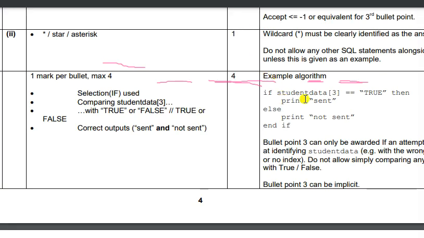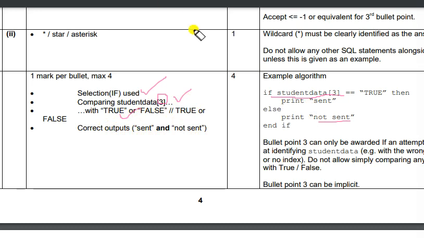So in the algorithm, we just have to tell that only the student data 3, that points to whether the letter has been sent or not, if that value is true, that means we have sent the communication. If this value is false, that means the communication has not been sent. So you just have to write the if-else block. The selection block is important. Then the index which you are using for comparison is important. Then true, false can be put inside the double quotes or without double quotes. And then the correct output, sent or not sent, should be there.